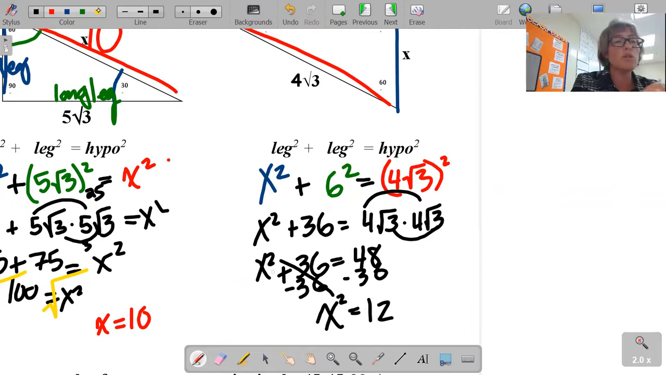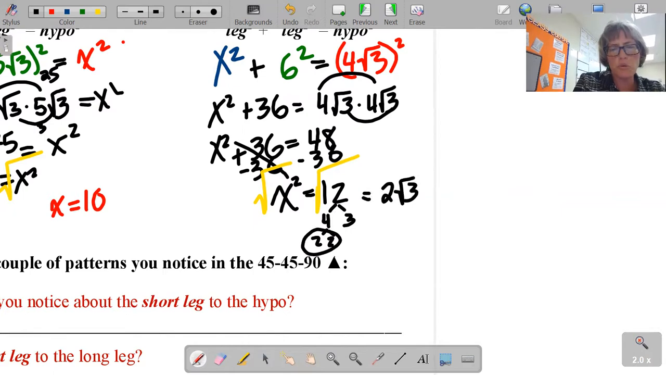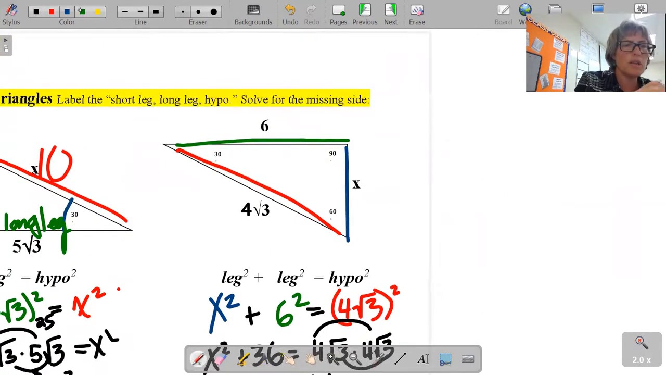So I have x squared equals 12. I square root. We're going to simplify, of course. And I get 4 and 3, 2 and 2. The 2 comes out. So I get 2 root 3. Take a very close look at this. So in this case, I get 2 root 3.